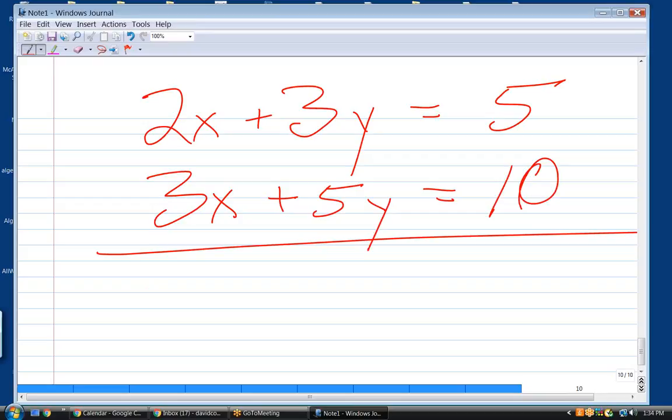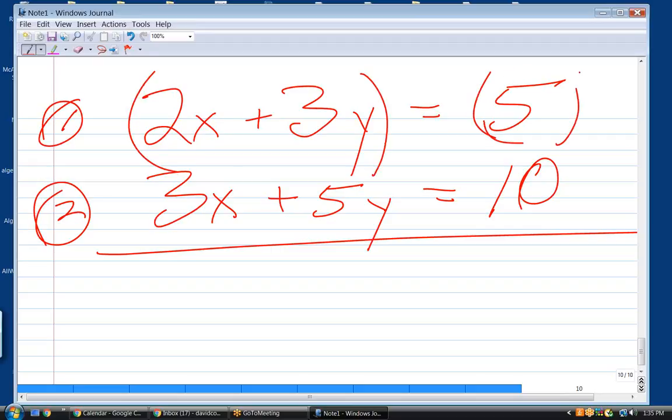Okay? Now, you can see that if we add or subtract these two equations, nothing gets eliminated. So we have to multiply one of them by something. Now, I could multiply the top one by 1.5. And that would make this 3x. But you don't want to use fractions if you can avoid it. So let's multiply the top equation by some number and the bottom equation by a different number, such that we will be able to eliminate one of the variables.